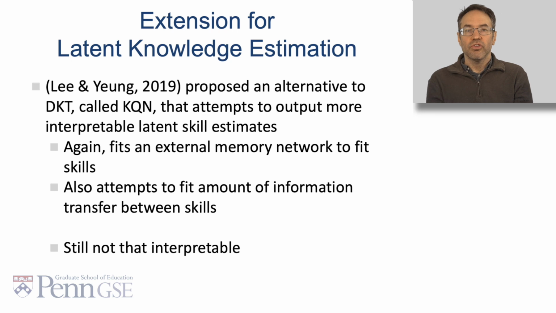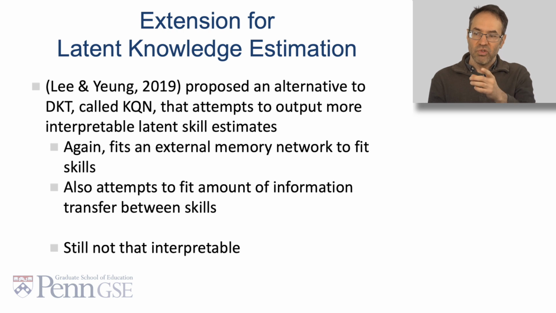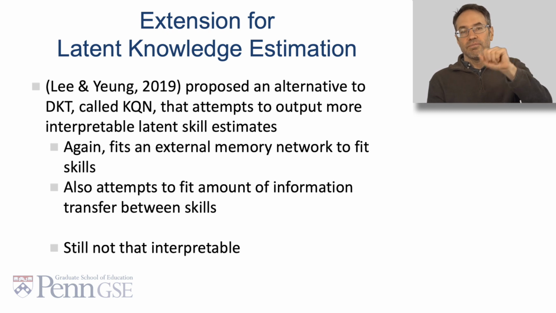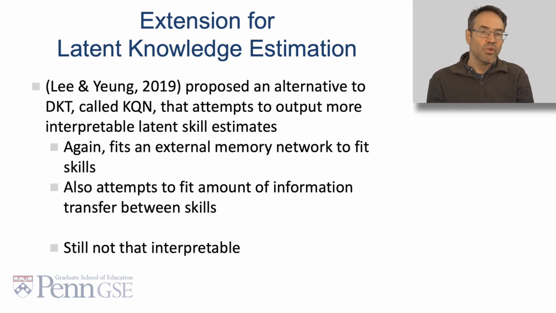But, unfortunately, the latent skills that it auto-generated turned out to be very difficult to interpret. Li and Jung, 2019, same Jung, proposed an alternative to DKT called KQN that attempted to output more interpretable latent skill estimates, again fitting an external memory network to fit skills. At this point, also attempting to fit the amount of information transfer between skills, which might remind you of Sao Pedro's work from the previous lecture. But it turned out that it still just wasn't all that interpretable.